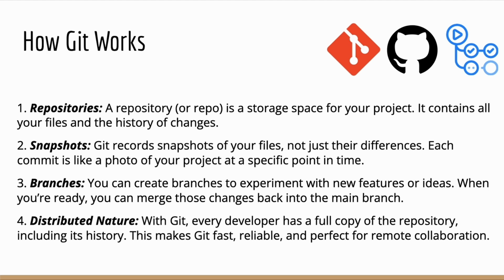Now, third, we have one of the more useful features for testing something that might break the code, and that is branches. You can create branches that you can use to experiment with new features or ideas or changes to the code that you might want to make. When you're ready and when you know that they will work, you can then merge those changes back to the main branch, the main code of your repository. In the same way, if the change doesn't work and you decide to abandon it, you can just delete the branch, and the main branch, the main version of your code, was never affected.